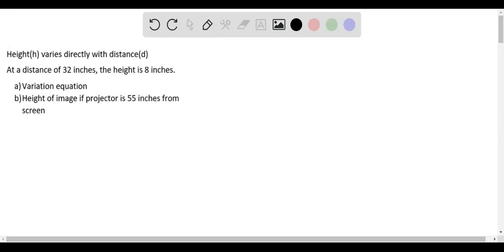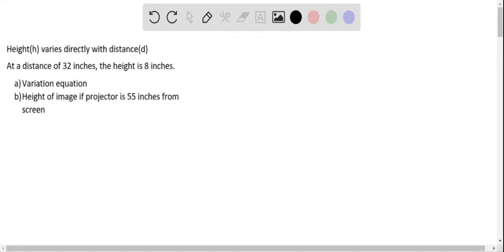We are given that the height of the image varies directly with the distance d. So we write down this variation equation as h directly varies with the distance d. This is the variation symbol. We can replace this with the equality, and for that we have to introduce the constant of variation k. So it becomes k times d. So basically this is the variation equation.